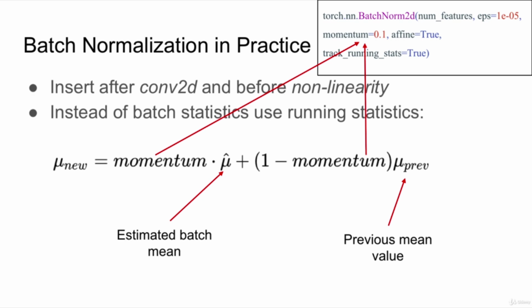When you use batch normalization in practice, you should insert it after the convolutional layers and before nonlinearity, such as ReLU or sigmoid or any other. Of course, you can insert it in another way, for example, after nonlinearity, and sometimes it can be better. Instead of computing statistics such as mean and standard deviation for a batch, usually people use running statistics, which are computed with the use of the momentum parameter, which is available in PyTorch.